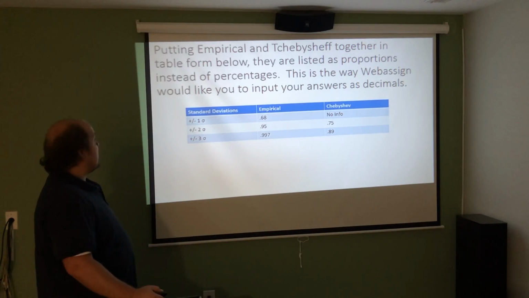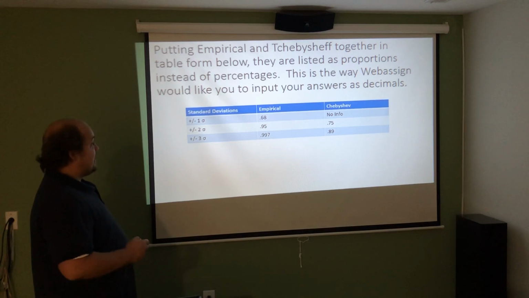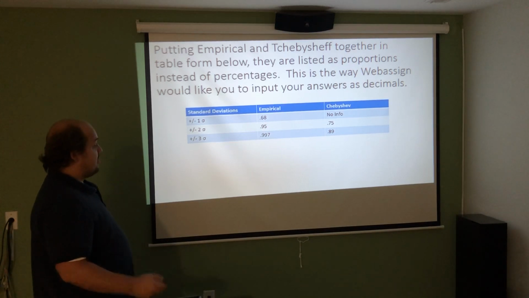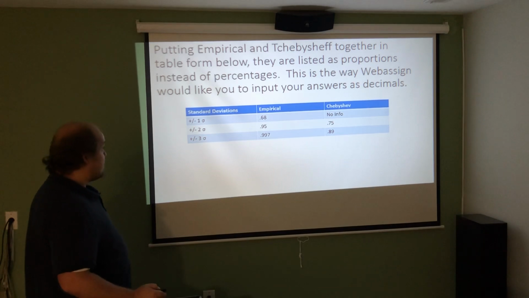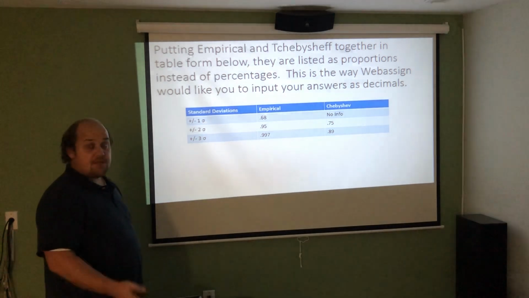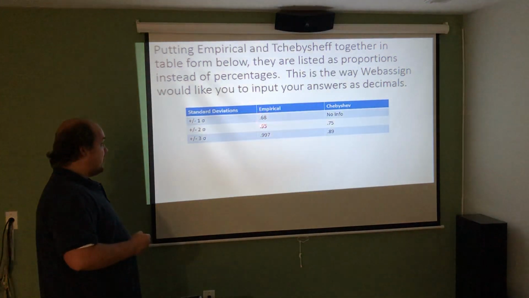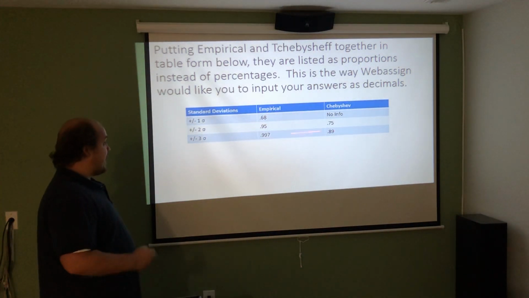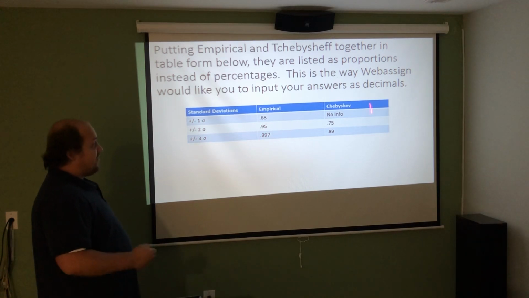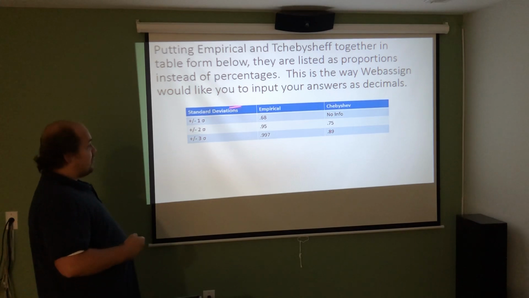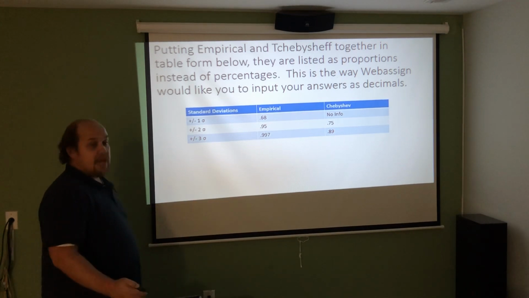This is the way WebAssign wants you to put in your answers, as these decimal answers. So if it's plus or minus 1 standard deviation and it's from a normal or mound-shaped distribution, I'm in this column, this row, and I'd answer 0.68. If it was 2 standard deviations, 0.95, 3 standard deviations, 0.997. If instead it was an unknown distribution, 1 standard deviation, no info, 2 standard deviations, 0.75, 3 standard deviations, 0.89.